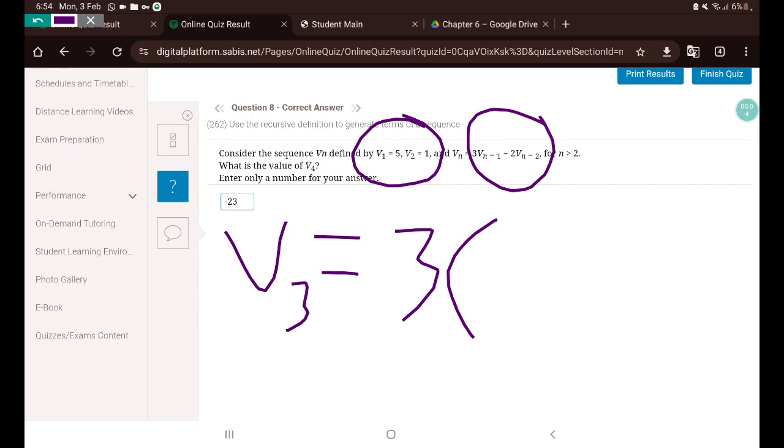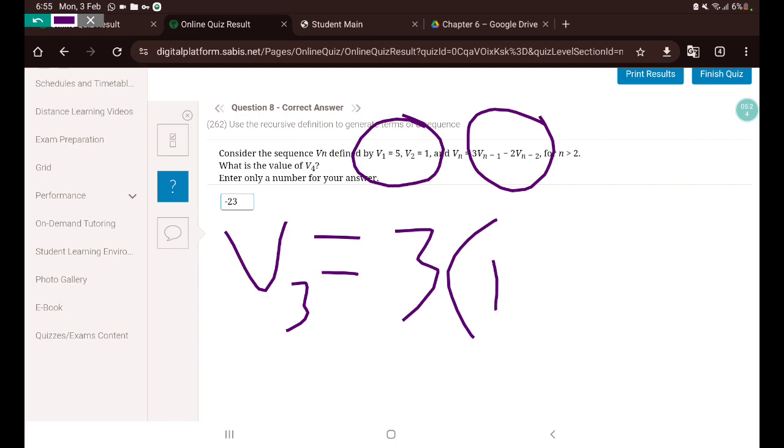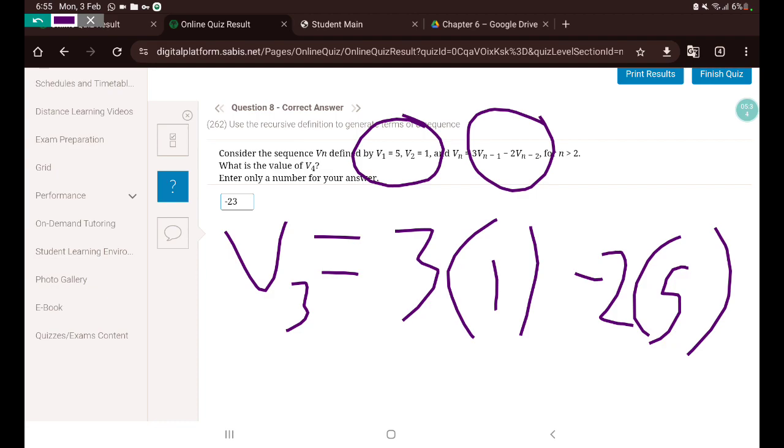If you want to find v3, it would be v3 is equal to 3 v2 minus 2 v1. So it would basically be 3 bracket 1, because v2 is 1, minus 2 bracket 5. Input on the calculator, and you'll get equal to -7.